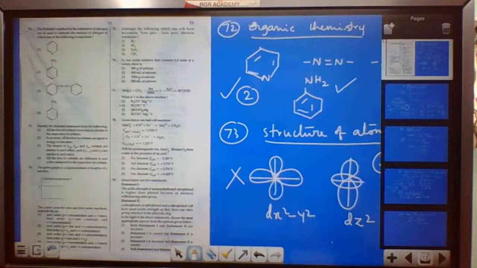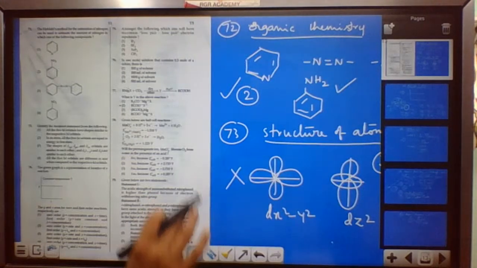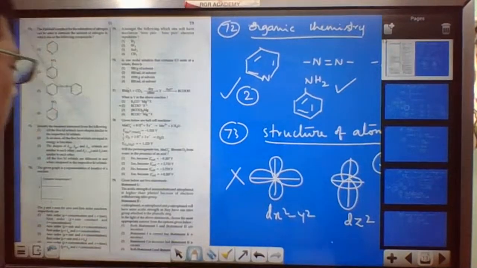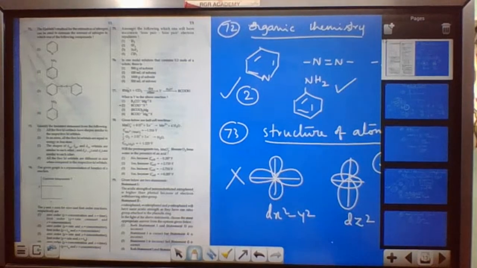Orthonitrophenol, metanitrophenol, paranitrophenol will have the same acidic strength as they have one NO2 group, nitro group, attached to the phenolic ring. This is wrong. We know that paranitrophenol is more acidic than orthonitrophenol, which is more acidic than metanitrophenol. This is the order that we discussed in the class. So statement 1 is correct, but statement 2 is wrong.